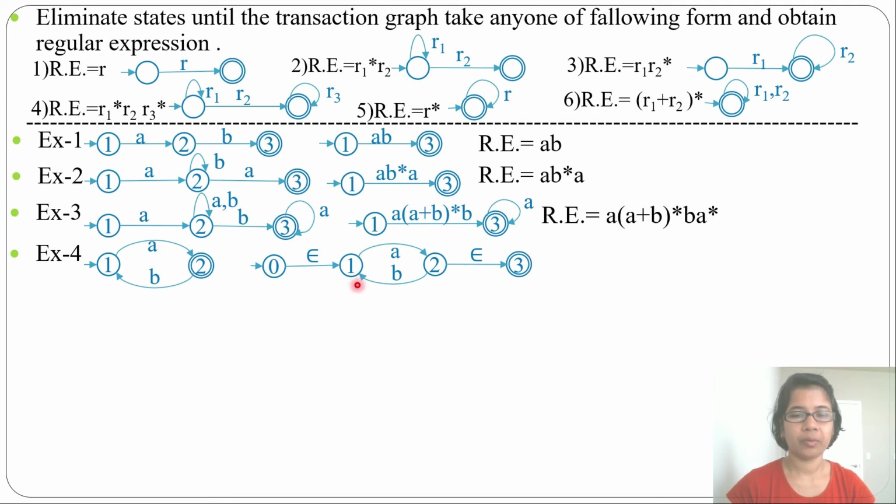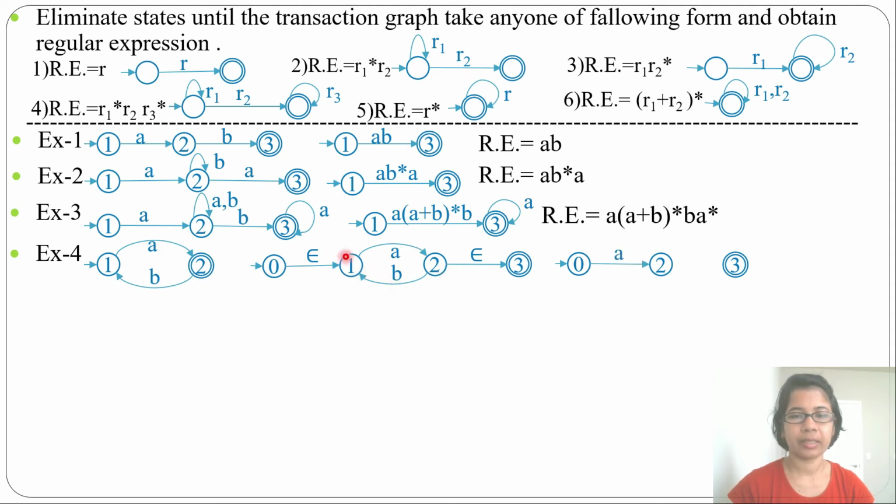Now I will remove the states one by one. So what are the intermediate states? Intermediate states are state 1 and state 2. I will remove state 1 and state 2. Okay, let me first remove state 1. You can remove in any order. So after removal of state 1, from 0 to state 2, how can we reach? We can reach by A. So A will be there. We are removing state 1.